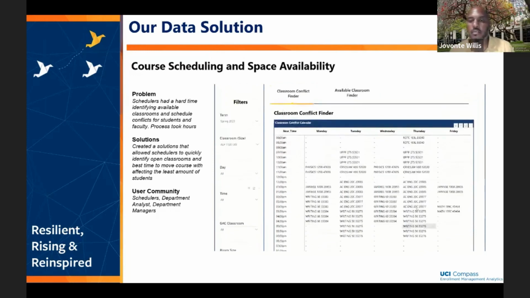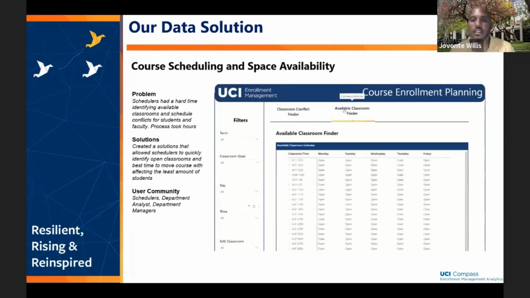What we decided to do was create a tool for them where they can come in here and say, okay, I want to be able to look for all courses that are offered in the spring semester.